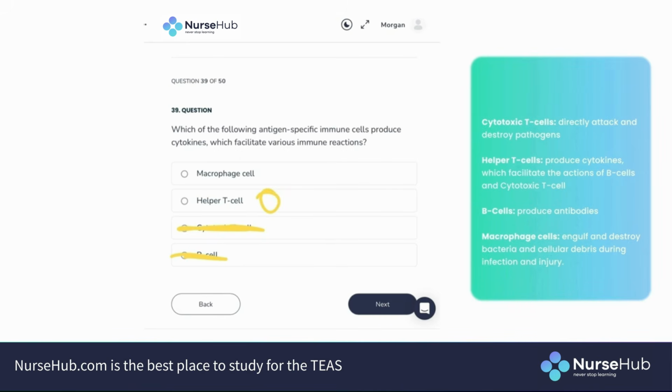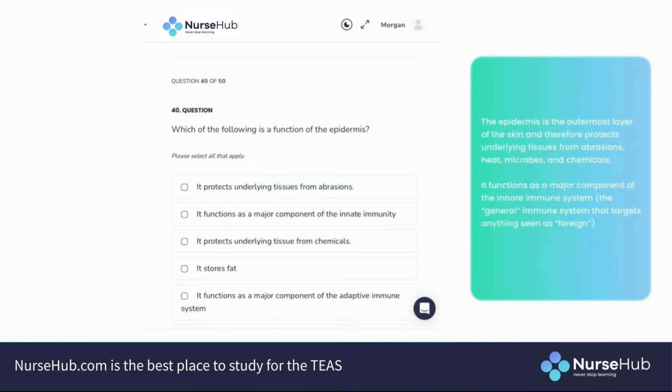Macrophage cells are part of non-specific innate immune systems, which engulf and destroy bacteria and cellular debris during infection and injury. So this answer is also incorrect. That leaves us with our helper T cells as our correct answer. We can select that. Move on to our next question.